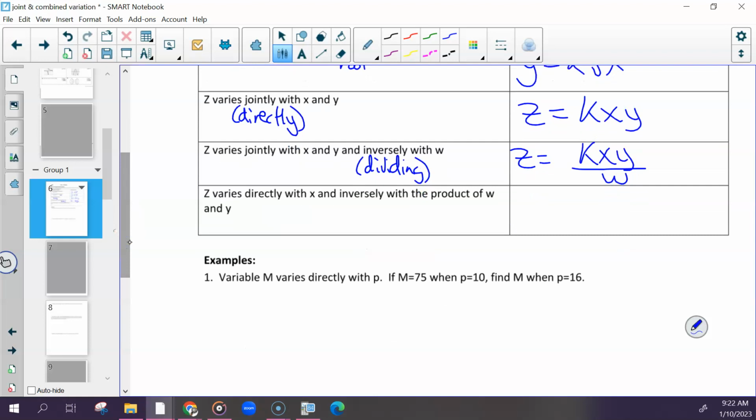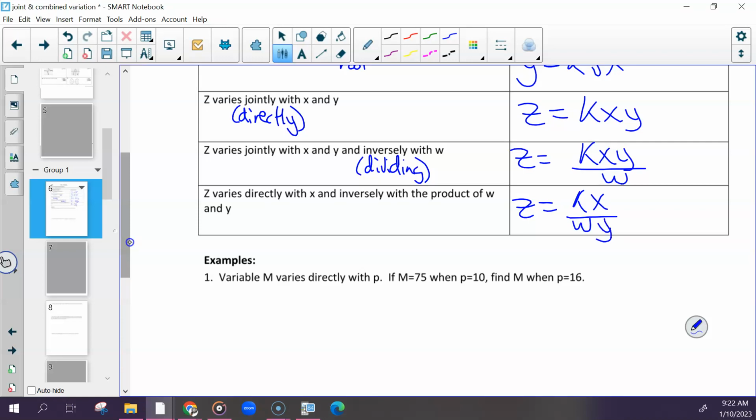This last one. Z varies directly with X and inversely with the product of W and Y. Anyone want to take a guess as to how we would write that one? Z equals kx over wy. Just like that.